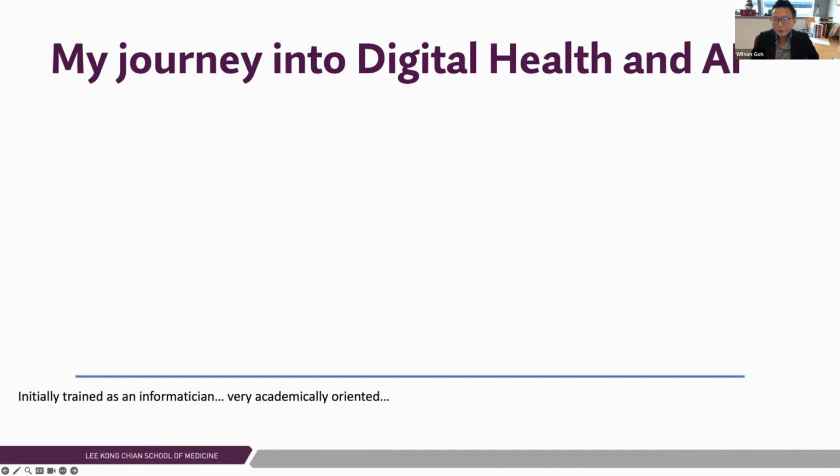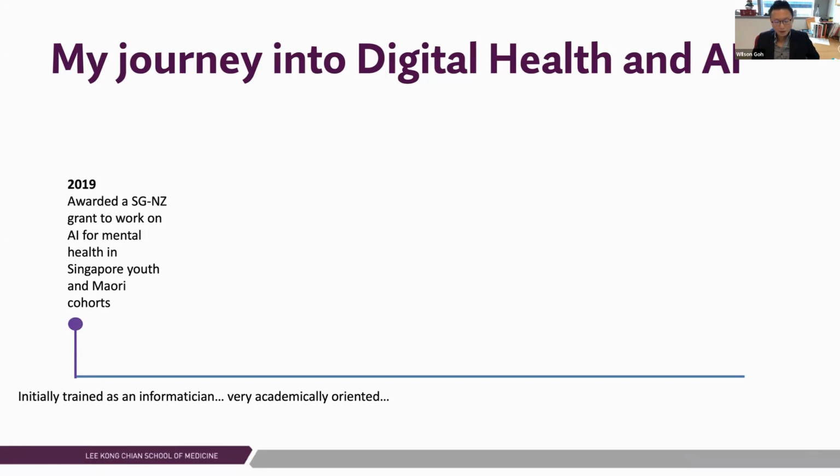So initially, I was trained as an informatician and I was quite academically oriented. I did my first degree in life sciences at the National University of Singapore, and then I did my master's in Biomedical and a PhD in computer science at Imperial College London. For the most part of my academic career, I have mostly been interested in algorithmic development, working on statistical problems. So these things, while they do translate to manuscripts, they don't necessarily have a very big healthcare or social impact. In 2019, however, things started to change.